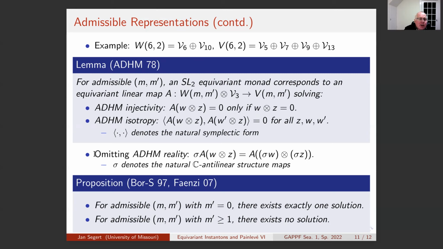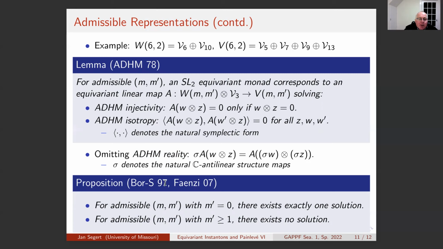And there's another condition, which was in the original ADHM, which is this reality condition, which is what you need in order for these things to correspond to actual Yang-Mills instantons on the four-dimensional sphere. If you omit this condition, you're talking about the mathematical instanton bundles, which is what we're interested in here. So Gill and I looked at this with the ADHM reality condition. Fianzi didn't look at it with this, and last year when I looked at it independently, I also didn't look at that. So this one we're omitting. The linear algebra turns out to be pretty much the same though.